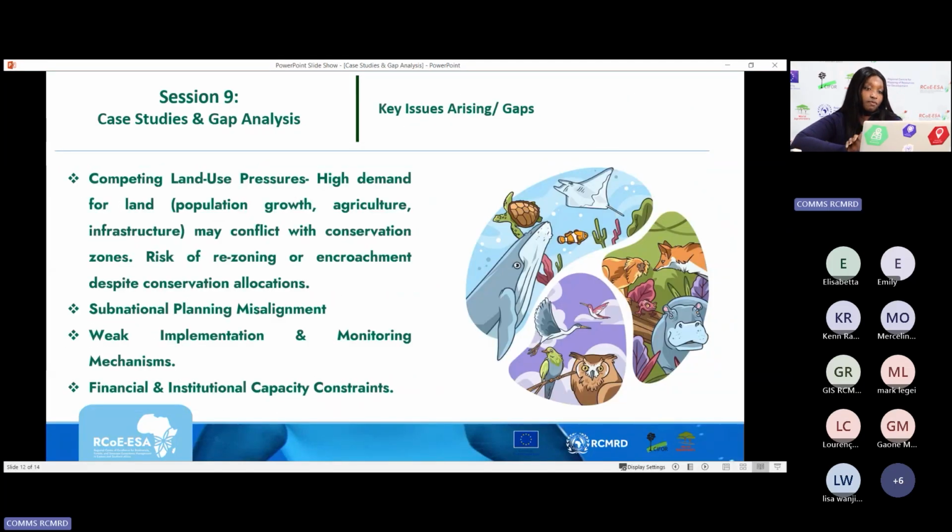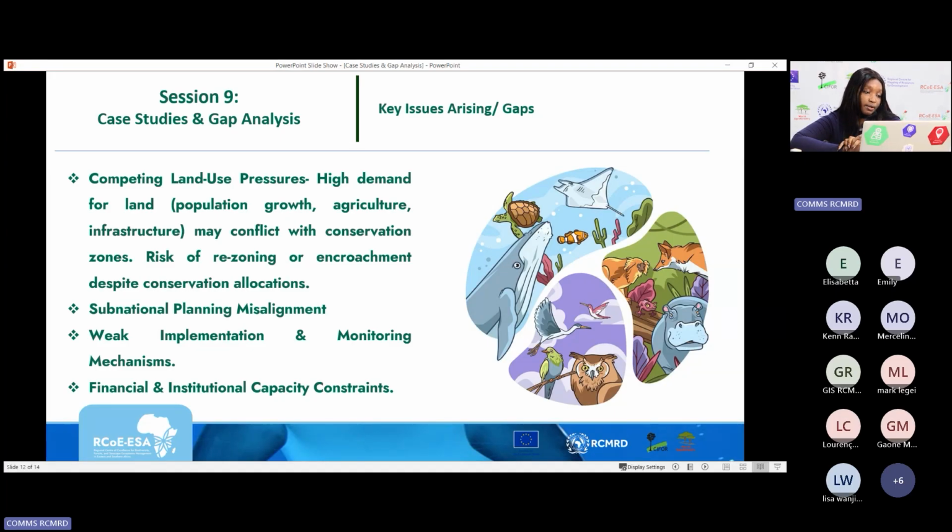So what are some of the key issues? It is a known fact that population pressure is an issue in most African countries, in as much as more land is being allocated to conservation and biodiversity and restoration. There's an issue on the high demand for the growing population. They also need food, that is agriculture. There's also need to improve infrastructure.